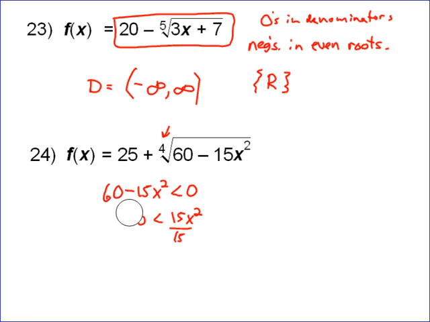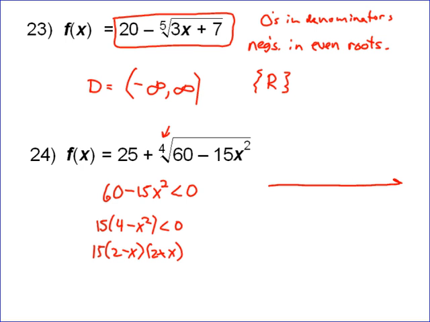Actually, the better way to do this problem would be to factor at this point. So factor out 15, and you'd have 4 minus x squared, if you factor 15 out, is less than 0. And then you've got 15, and then 2 minus x, 2 plus x. So the possible values for x are negative 2 and 2. So we make our chart.